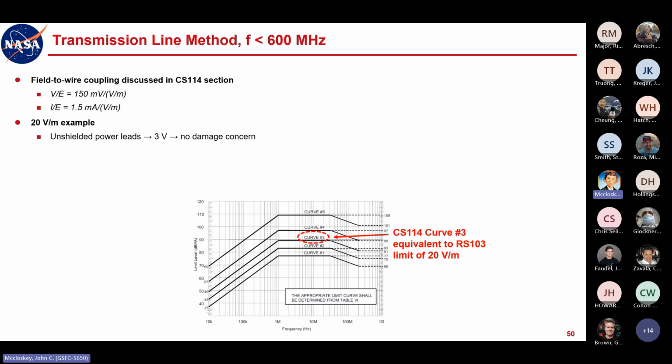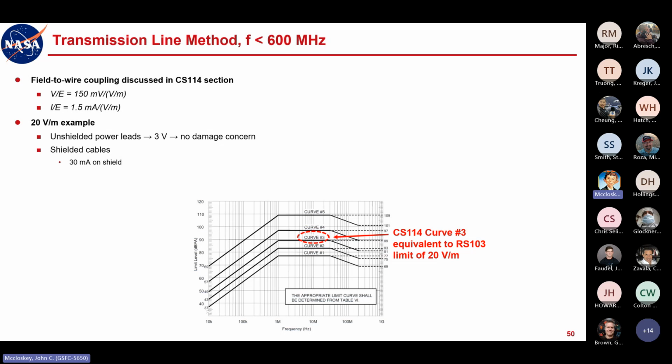So just using these conversion factors, if you have unshielded power leads, the worst case coupled potential, common mode potential, is going to be 3 volts, right? Just 20 volts per meter times 150 millivolts per volt per meter. If that's a power lead, because that's the only thing that should be unshielded, 3 volts on top of a 30 volt power lead should pose no damage concern.